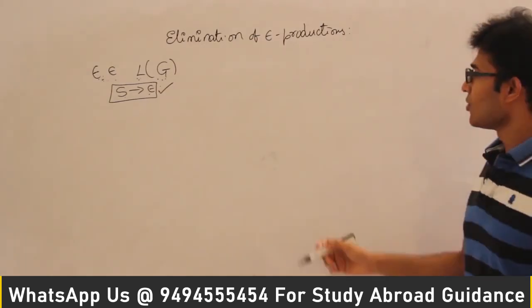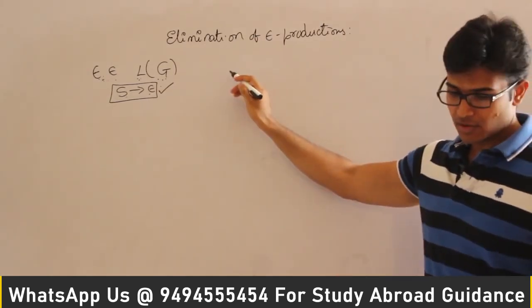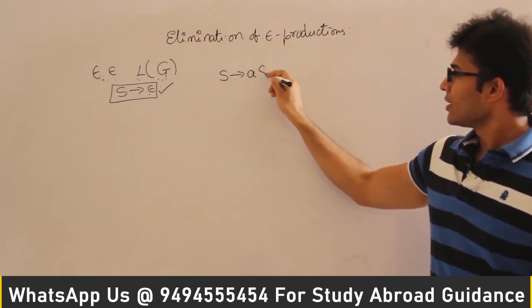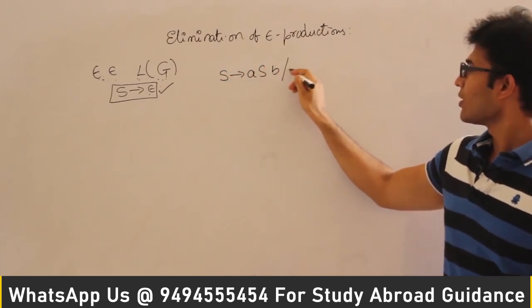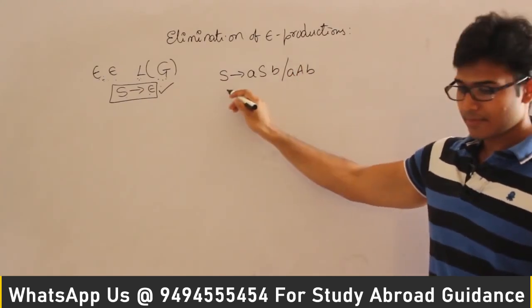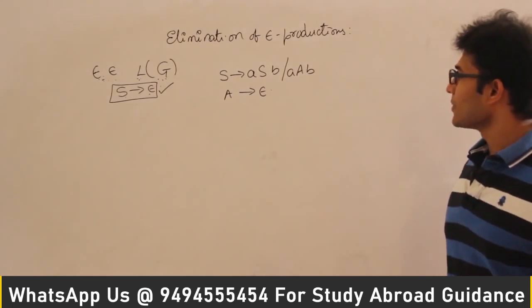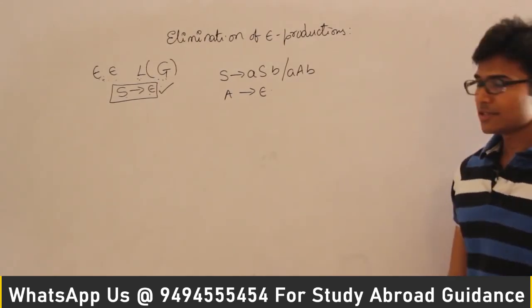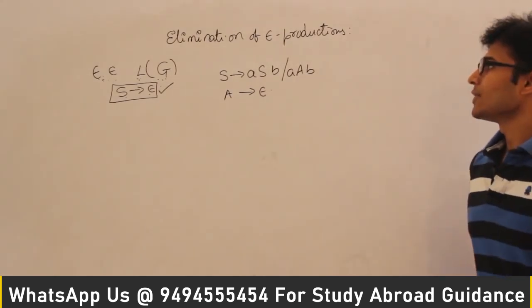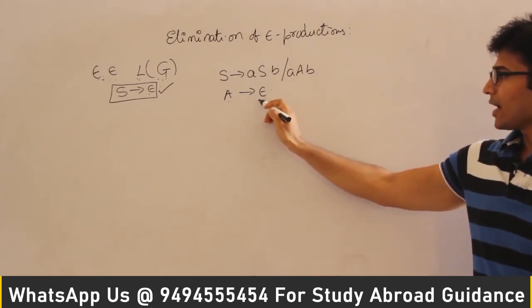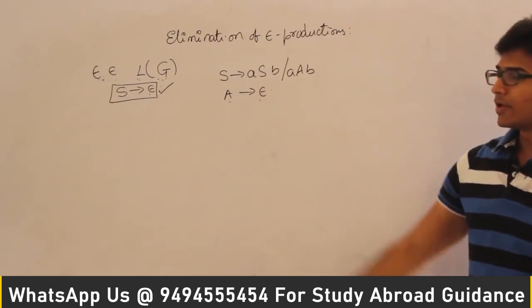We could even know if a language contains epsilon or not. S derives ASB or AAB, A derives epsilon. If I have any grammar like this, the first step is to find out all the null productions. So what are the null productions here? A derives epsilon. And then find out all the nullable variables.